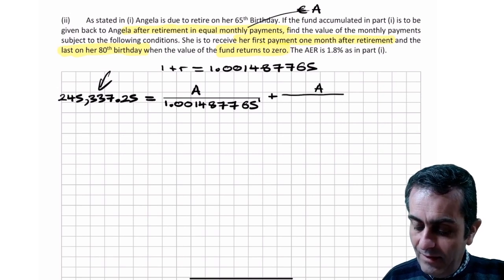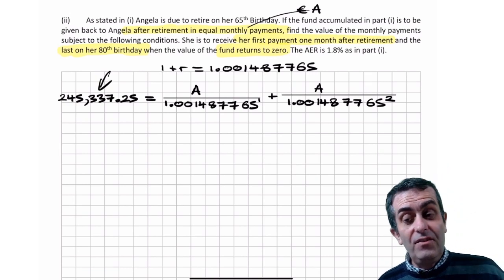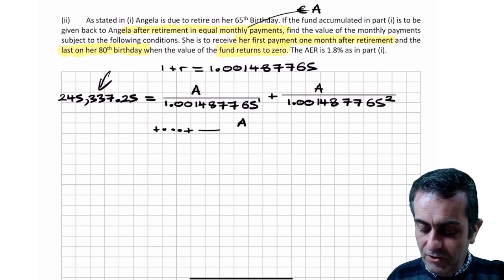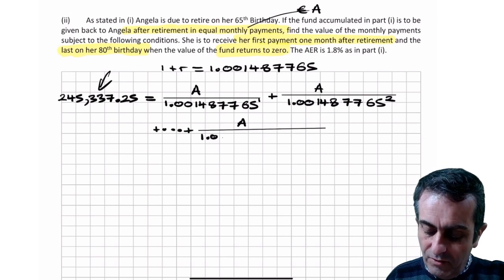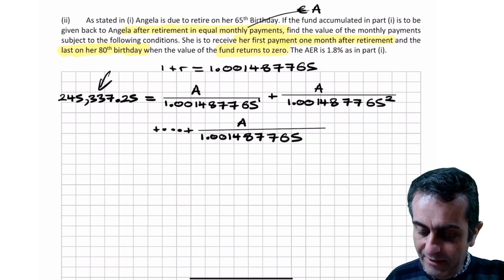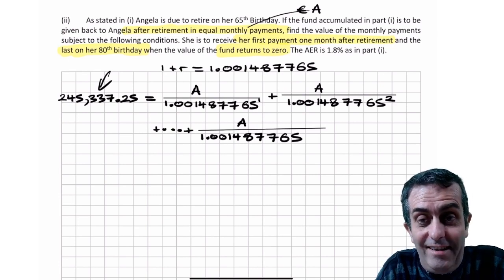The next one is A divided by 1.001487765 squared. That's because that's a month later. So 2 months have passed since the day that Angela retired. And then this continues on until she receives her last payment, which according to the question is on her 80th birthday. So that's going to be A divided by 1.001487765 to the power of the amount of time which has passed in months until she's 80.